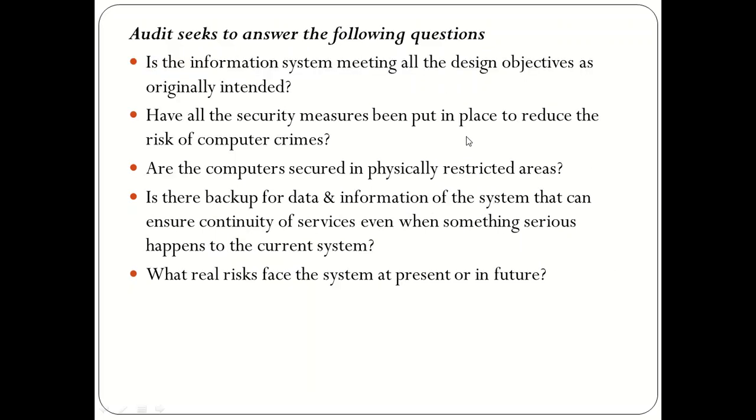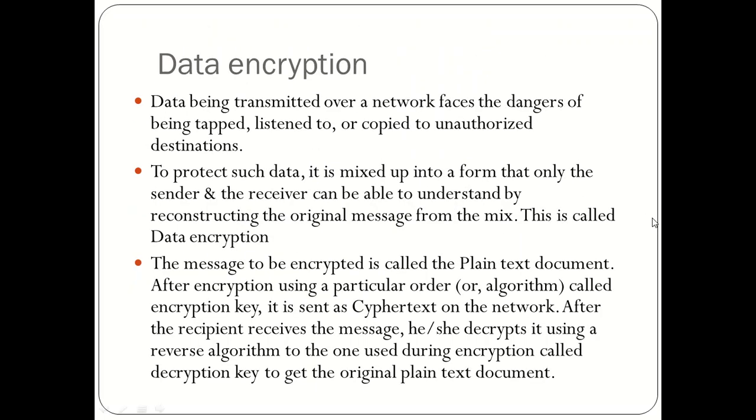Number two, we talk about data encryption as one of the ways to detect and prevent computer crimes. So how does data encryption help us to do that? Data being transmitted over the network faces the danger of being tapped, as you have seen, through tapping, through hacking, through whatever means, or through other forms of cyber crimes.